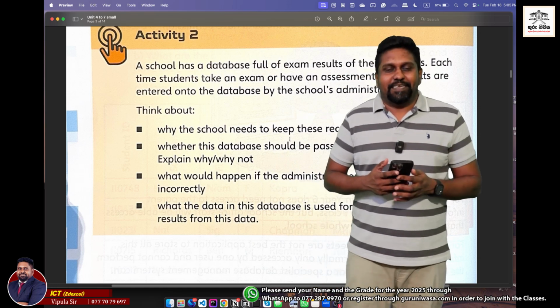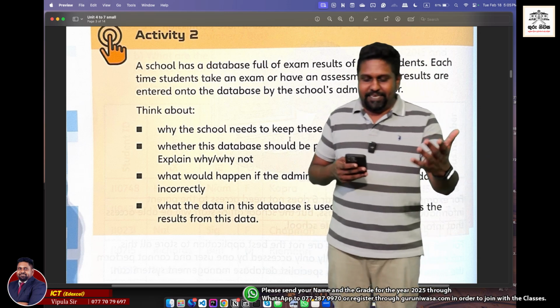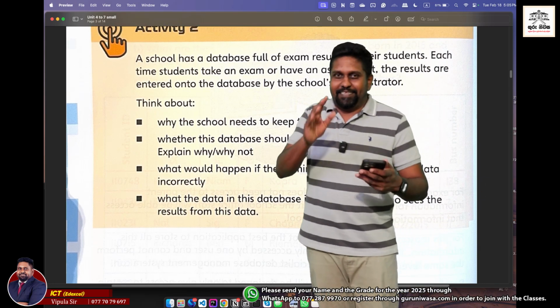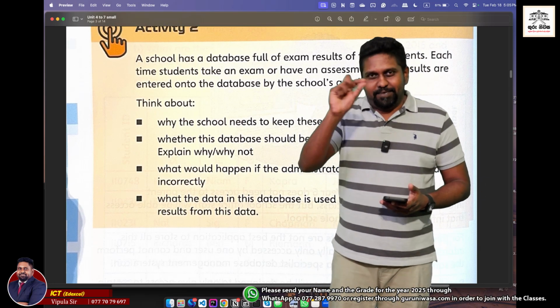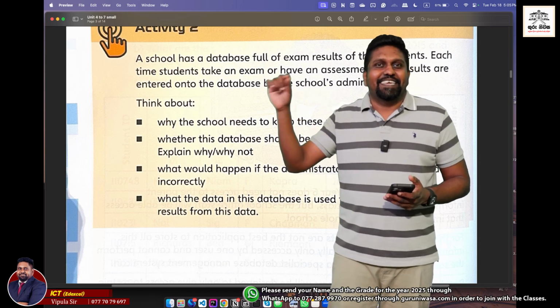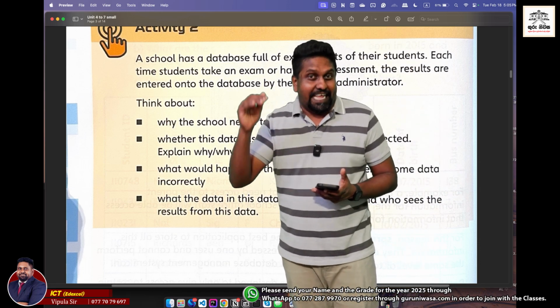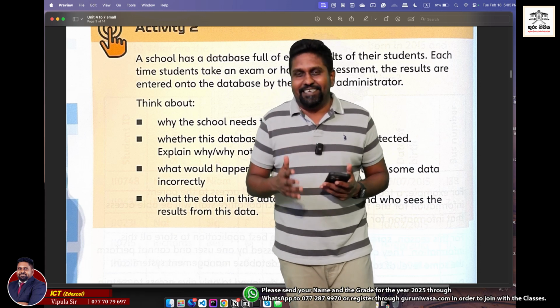So now, if this one goes and breaks a chair, obviously there will be a database in the school. They will put your name and the class and mark down exactly what happened, the incident.